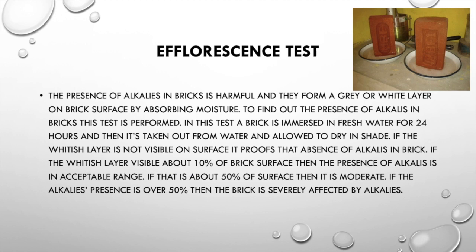Now the efflorescence test, in which we place the bricks like this into a tray filled with water, and leave them for 24 hours, and we see the efflorescence on the surface, that is the white patches. If the white patches are not visible, then it is a good brick. If it is visible for about 10% of the brick surface, then the presence of alkalis is in acceptable range. If it is about 50% of the surface, then it is moderate, but if it is over 50%, then the brick is severely affected by the alkalis and cannot be used.